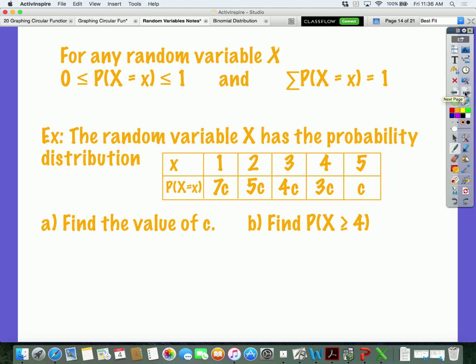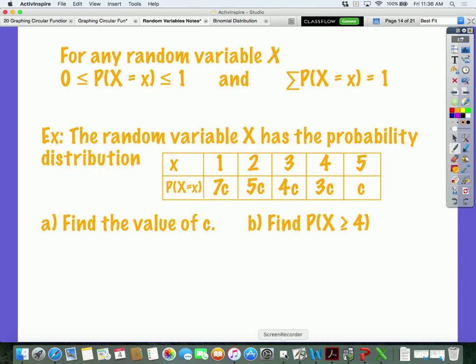Back to your notes. For any random variable X, always remember that the probability of each value is between 0 and 1, and the sum of all the probabilities should equal 1. That's one way you can always double check that your probability distribution table is correct. Just like with Venn diagrams and the branches of tree diagrams, they all need to add up to 1. We're going to look at this sample IB question, then a few others on your whiteboards, and then move on to expectation.